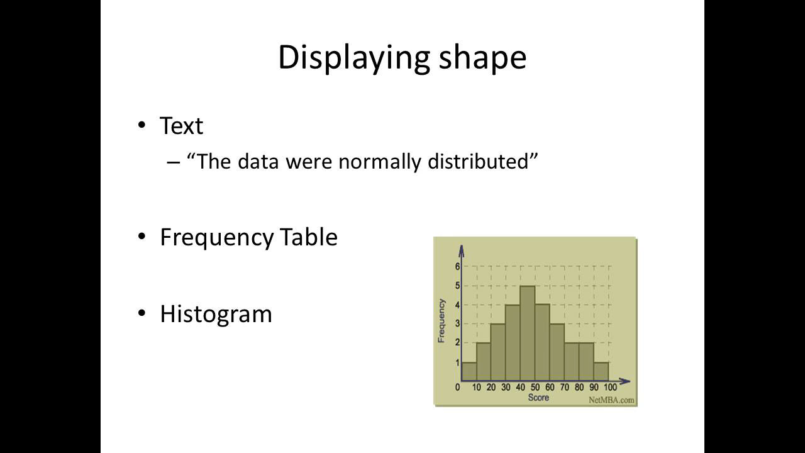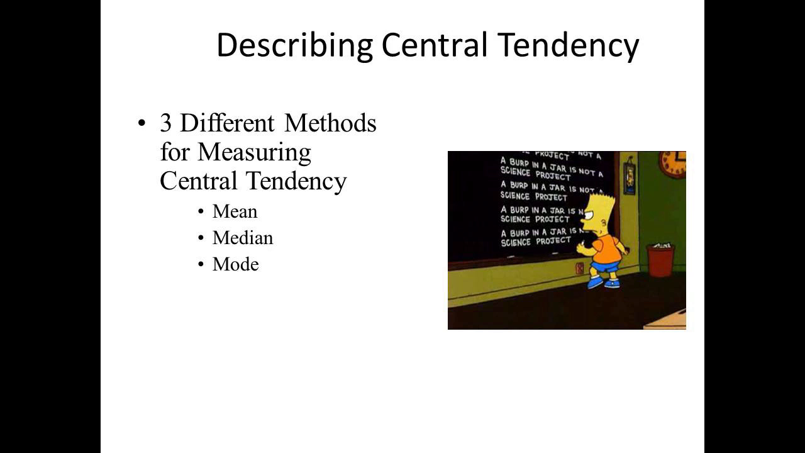Now, typically you'd only use one of those options if you had really complicated data, if it was not normal in a really specific way, or in a variety of ways. If it's not normal in only one way, then you would probably still just put that in text. Say, this data had a positive skew, or this data had positive kurtosis, or whatever.